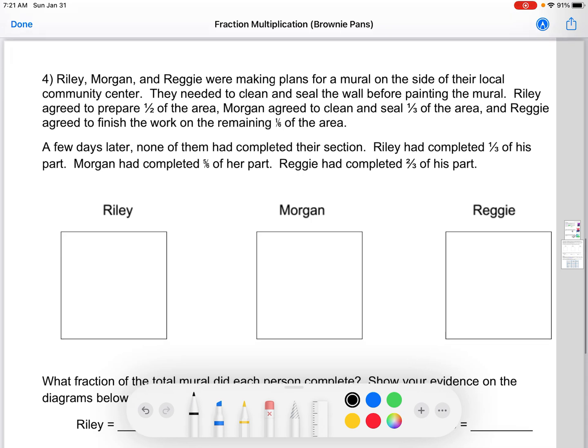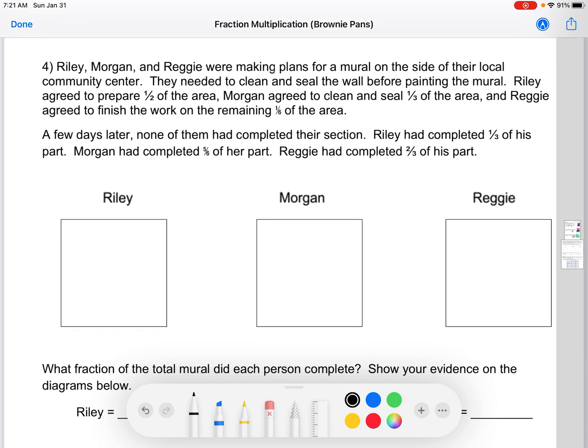Riley, Morgan, and Reggie were making plans for a mural on the side of their local community center. They needed to clean and seal the wall before painting the mural. Riley agreed to prepare half of the area. You know what? Let's just make that right now for Riley. Show what Riley does.